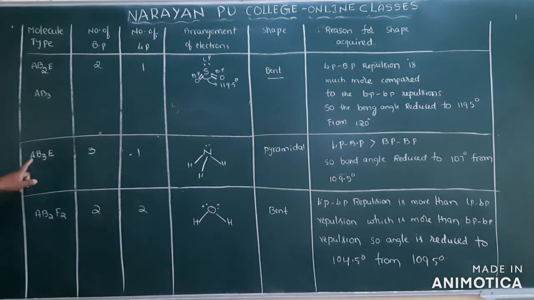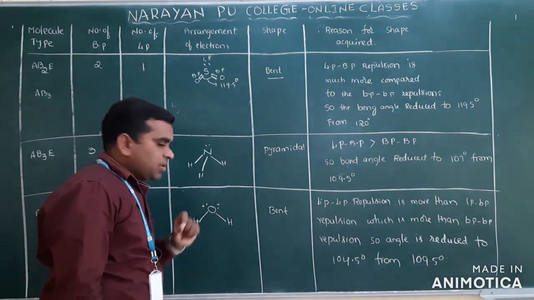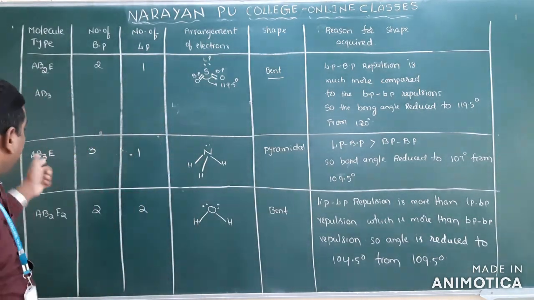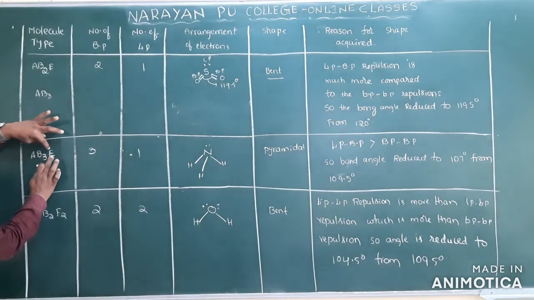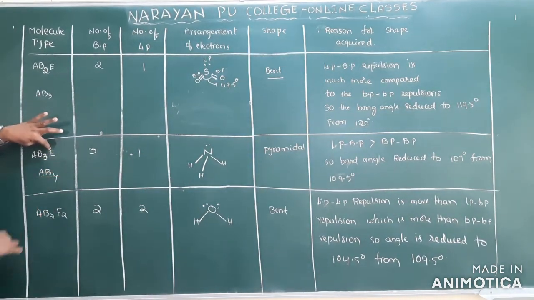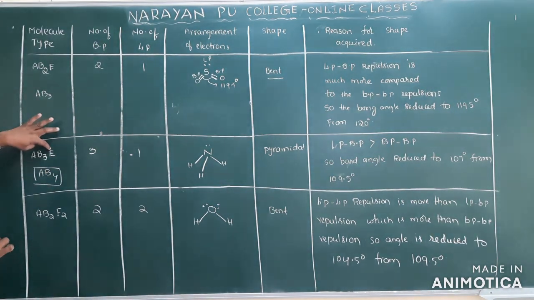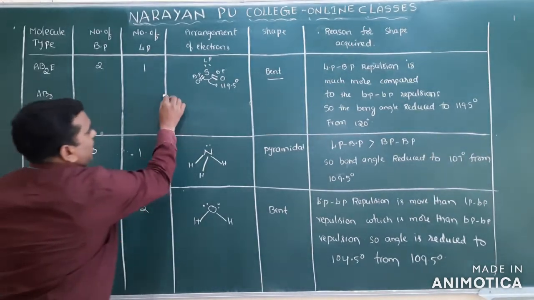That is the one case. And the second one we have taken is AB3E. How many bond pairs are there? 3 bond pairs, 3 bonds here. E represents 1 lone pair. So this is the shape. Clear? You know that if there are no lone pairs and all are bond pairs, then what should be the formula for that molecule type? AB4.